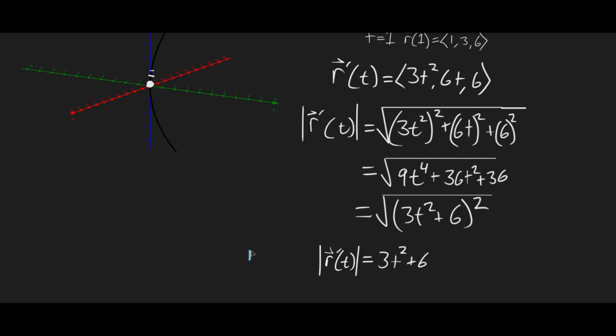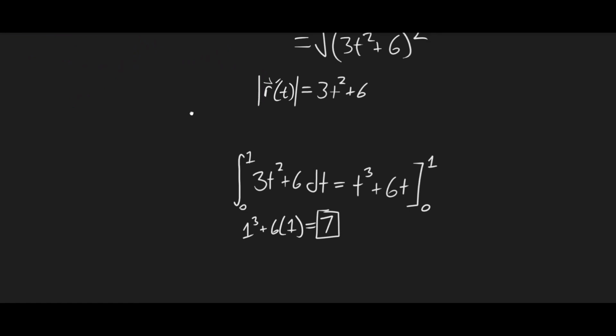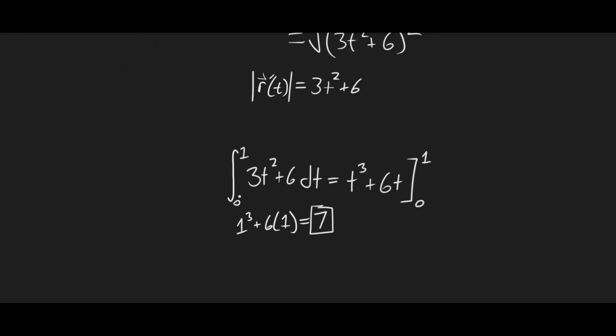Now we have to take the integral of that from 0 to 1, and this will give us the length. The integral of 3t squared plus 6 is going to be t cubed plus 6t, and we're evaluating it from 0 to 1. And we see that the length is going to be equal to 7.